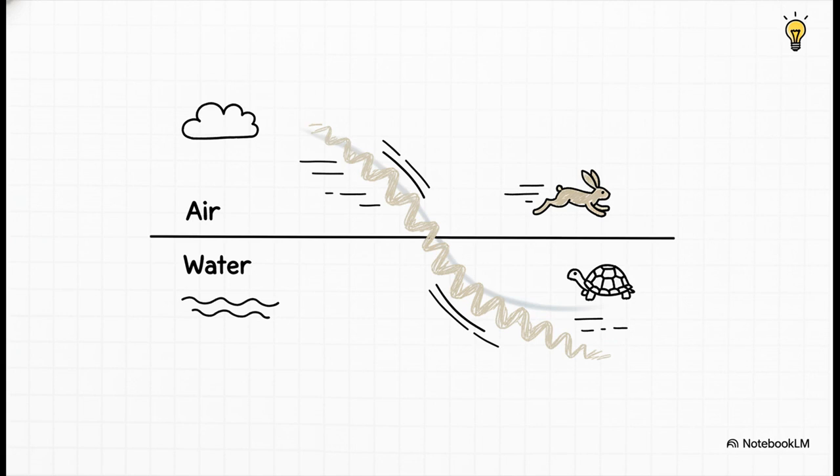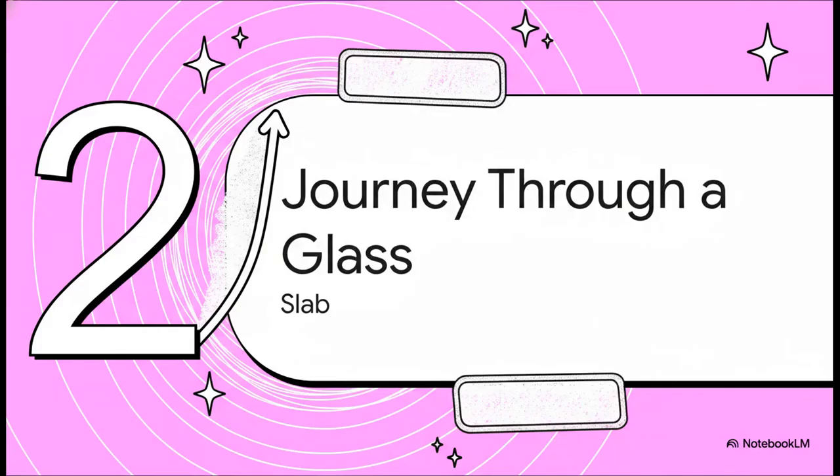But why? Why does light bend at all? Well, the entire reason, the whole culprit, is a change in speed. You see, light is the universe's ultimate speedster in a vacuum. But the moment it enters anything else, air, water, glass, diamond, it slows down. And when light crosses that boundary from one material to another and its speed suddenly changes, it's forced to change direction.